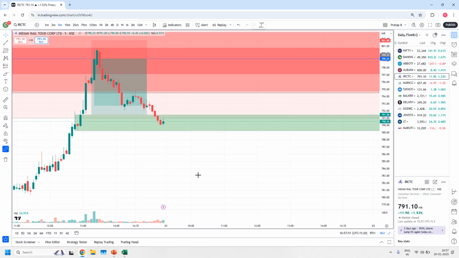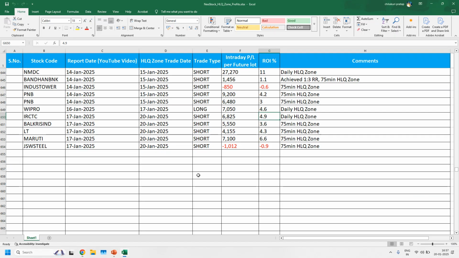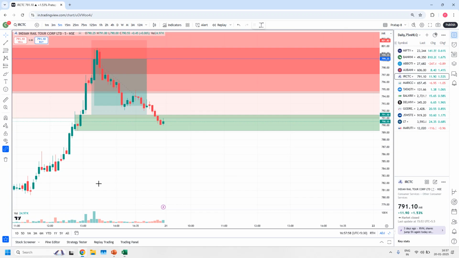With futures, our average ROA for HLQ zones is around 6%. Today we got a few stocks less than 6%, but that is okay. Other times we get bigger ROAs like 10%, 11%, 9%. So on average we are getting around 6% ROA for our HLQ zones so far. This is about IRCTC, how we identified our target and also fine-tuned our entry, because it was not getting the minimum 1:3 RR. That's why we used this technique.